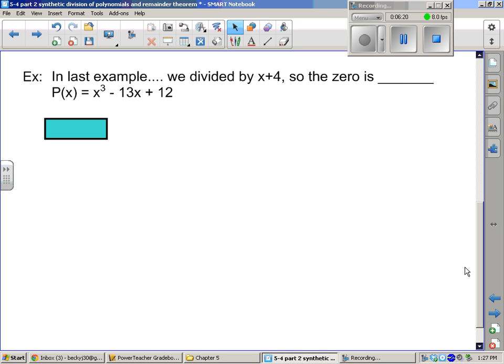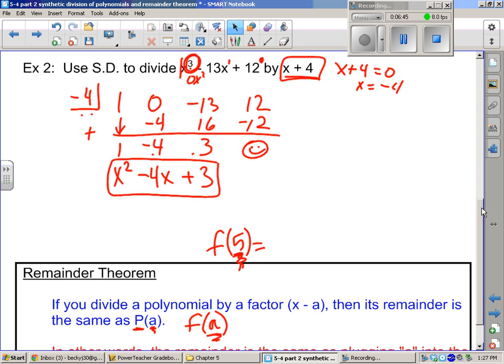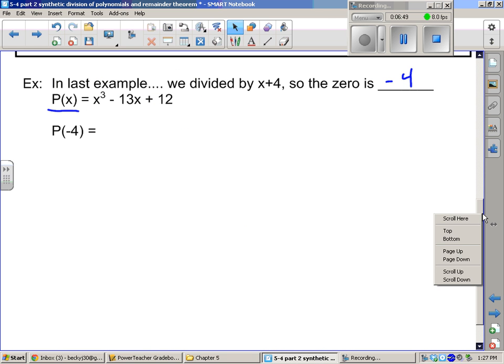Alright, in the last example, we divided by x plus 4, so the zero, which Mrs. Kendra determined for us, was negative 4. And remember, the polynomial, that's why we're calling it p of x, was x cubed minus 13x plus 12. So if we asked you to use synthetic division and the remainder theorem to find p of negative 4, you would look back, and it would be the same thing as the remainder that we had, which was 0.